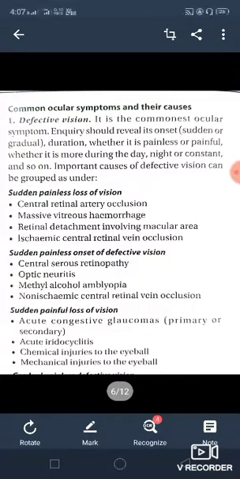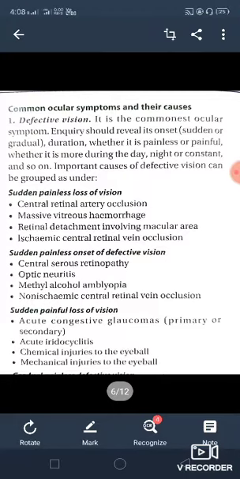First, the sudden painless loss of vision. It occurs in central retinal artery occlusion, massive vitreous hemorrhage, retinal detachment involving macular area, ischemic central retinal vein occlusion. Then, sudden painless onset of defective vision occurs due to central serous retinopathy, optic neuritis, methyl alcohol amblyopia, non-ischemic central retinal vein occlusion.